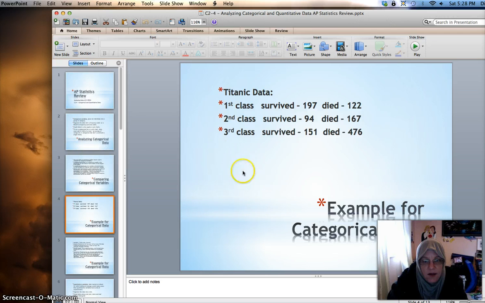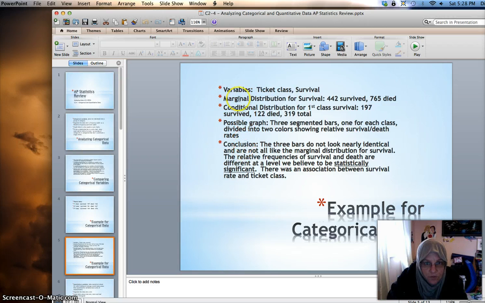It does not yet have any margins in the table because we have not computed, say, the total survivors. That would go right here, or the total who died, that would go right there, or the total number of people in first class would go here, second class here, third class here, and the total of all of the passengers would go down here in the right-hand corner. Okay. So our variables are ticket class and survival status. The marginal distribution for survival is 442 survived, 765 died.